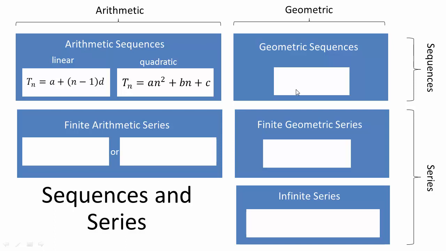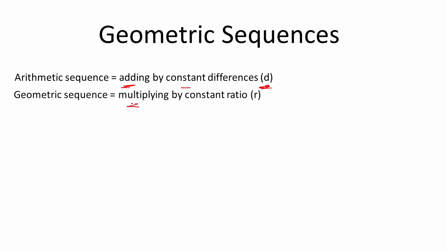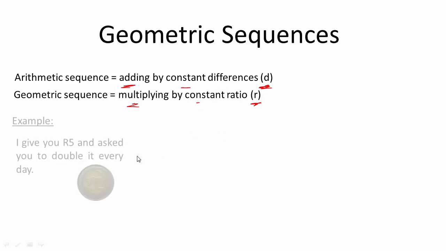Okay, we're now going to start with geometric sequences. Before we go into geometric sequences, let's just refresh what an arithmetic sequence was. An arithmetic sequence is by adding a constant difference d. So in the sequence, every number had a constant difference d between them. But now a geometric sequence is multiplying by a constant ratio r. So every number in the sequence is multiplied by a constant ratio.